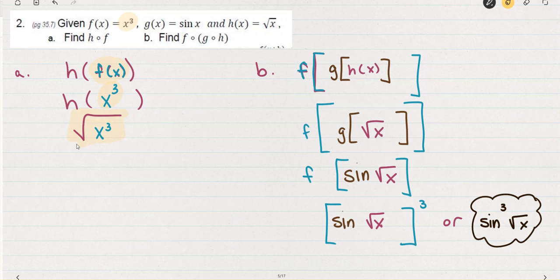F of g of h, starting from the inside, would be starting with the h. Now h of x is the square root of x, and g is sine of x. So next we would be doing sine of square root of x. F is x cubed, so we take that sine of square root of x and cube it. So the sine of the square root of x cubed, another way of writing that is to say sine cubed of the square root of x. Either of these formats would be acceptable.